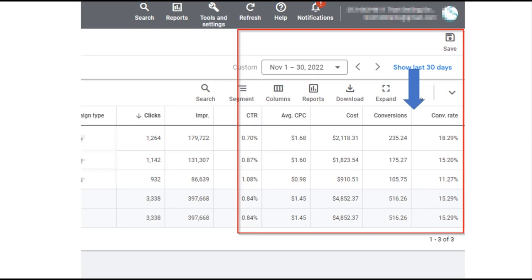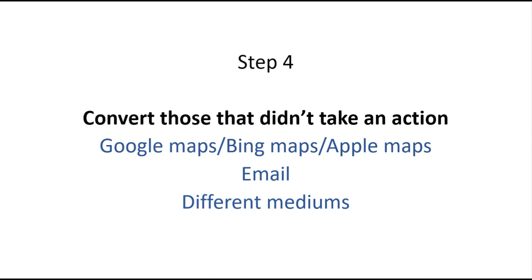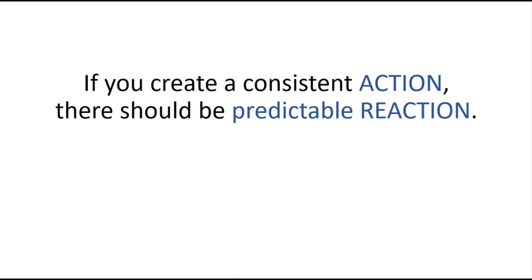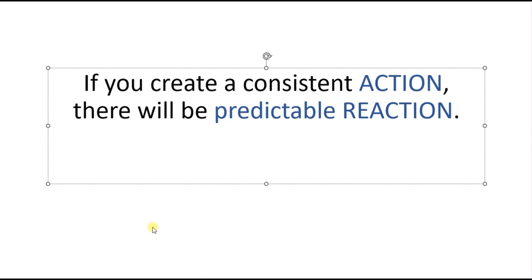The difference is that when you look at those forms and the conversion and the steps, in step four, you need to convert those that didn't take an action. And that's what we do, right? So we go to Google Maps, Bing Maps, Apple Maps, email, and different mediums to create that consistent action. If you create a consistent action, there should be a predictable reaction, right? And should is actually will, okay? So let's change that to will be a predictable reaction. And that's how it works.